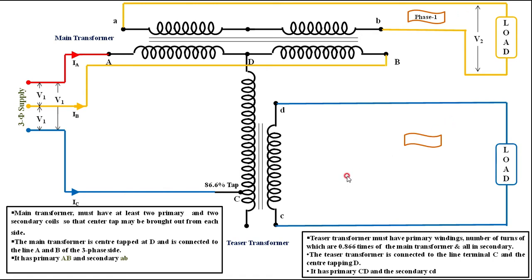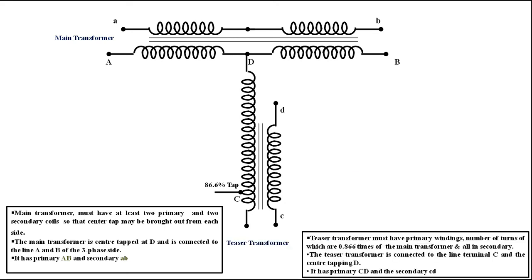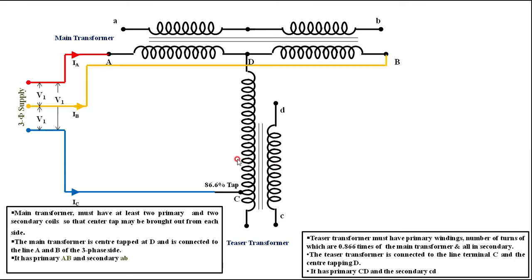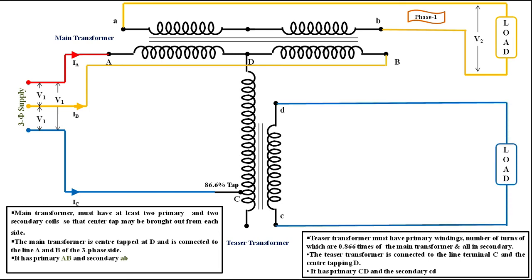It is very simple. Start with the main transformer, then you connect a teaser transformer, then you have ABC. To that ABC of the primary you have to connect the three-phase supply. Then you are getting the output from the small AB and CD of the main as well as the teaser transformer. Okay, these are the voltage and current. For this we will draw the vector diagram now.